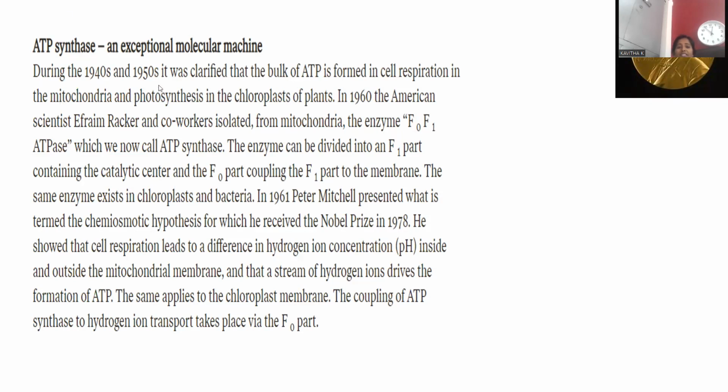During the 1940s and 50s, it was clarified that the bulk of ATP is formed in cell respiration. Right, ATP is formed by respiration. What is the relation between respiration and ATP generation? Because ATP, as we are already aware, and just now quoted, is regarded as the energy currency. Respiration is the process of inhaling oxygen and exhaling carbon dioxide. This is the way the respiration process is carried out.